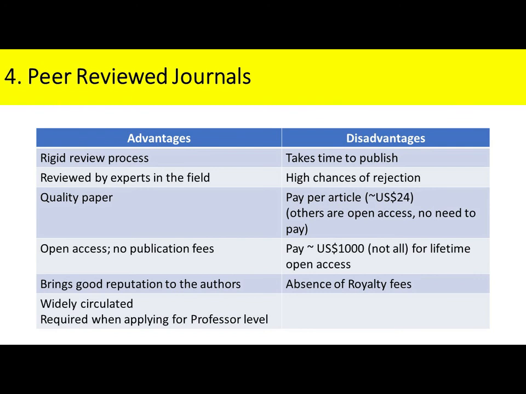However, publishing in a peer-reviewed journal would mean a quality paper because of the rigid review done by the experts. Many of these journals are open access without publication charges and are widely circulated. And I think this is the best option. If you wish to publish, go for open access, peer-reviewed journals which do not have a publication fee. Just remember that accreditation for professor level requires publication indexed in either Scopus or Clarivate Analytics, formerly known as ISI.